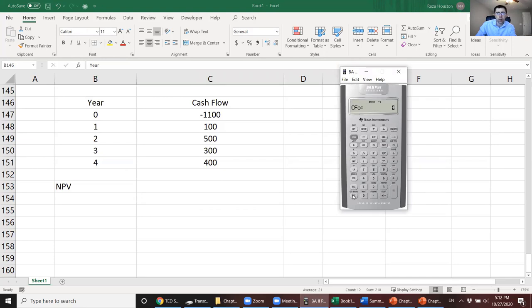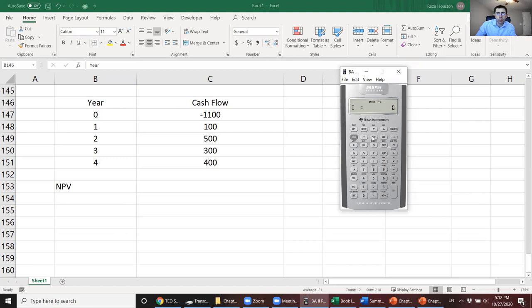Go to cash flow, clear that out. And first off, we have a cash flow at time period 0 of negative 1100. Enter. Cash flow 1 is 100. Cash flow 2 is 500. Cash flow 3 is 300. And cash flow 4 is 400.